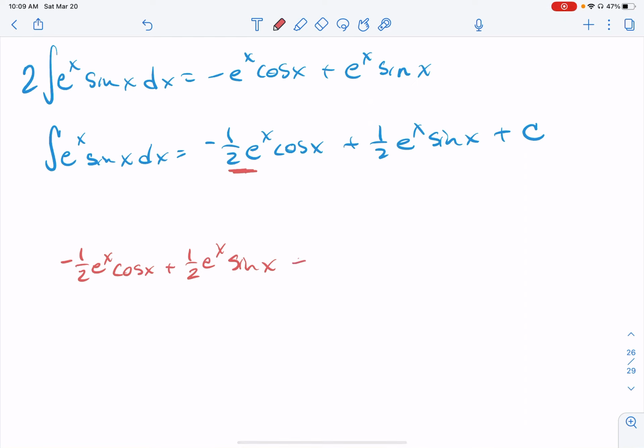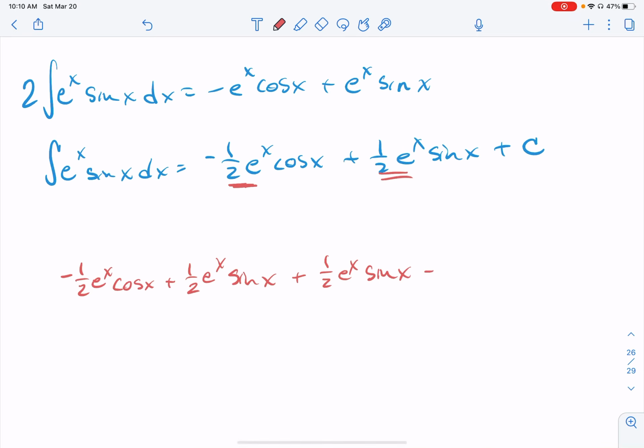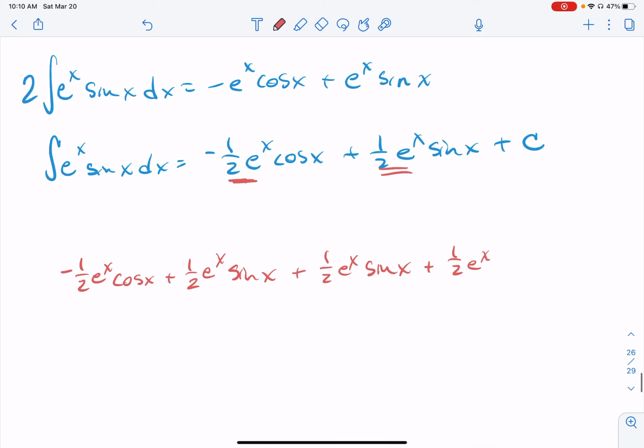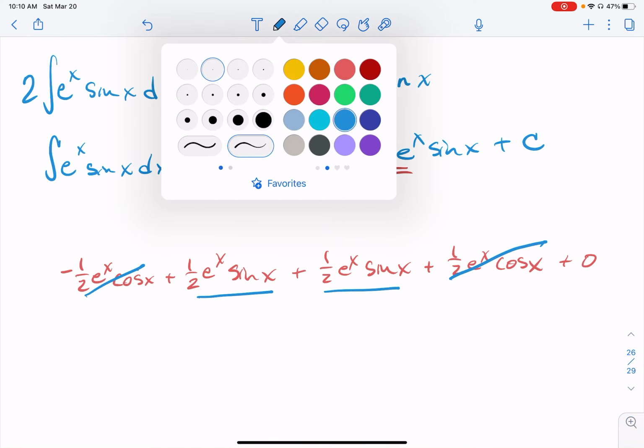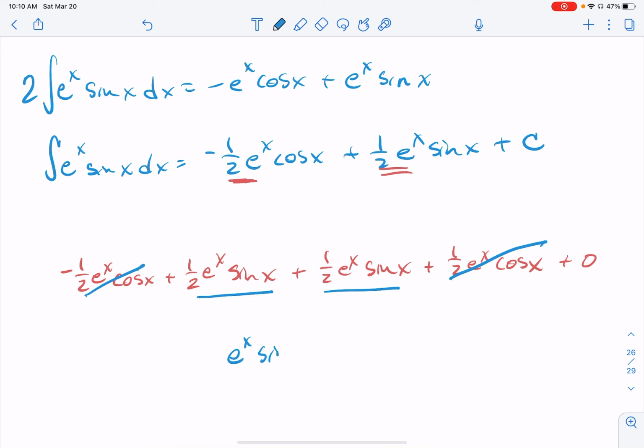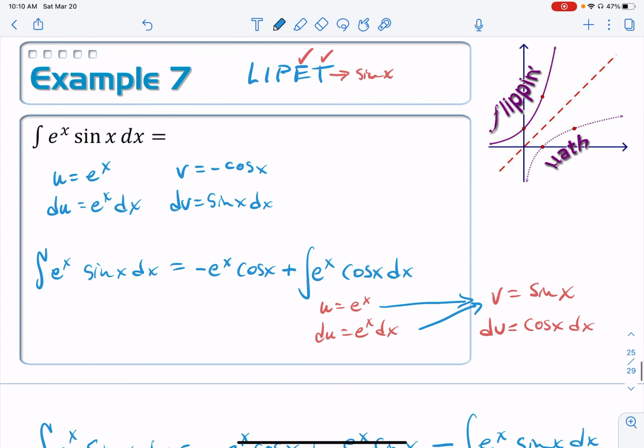Plus, now treating a half e to the x as our first function again, 1/2 e to the x times the second one, sine x, and then plus 1/2 e to the x, the first function, times the derivative of the second function. The derivative of sine is cosine x. The derivative of C is 0, and then you can see, as we expect to happen, these two cancel out, and then I have a half and another half, which makes a whole e to the x sine x, which is what we originally started with.